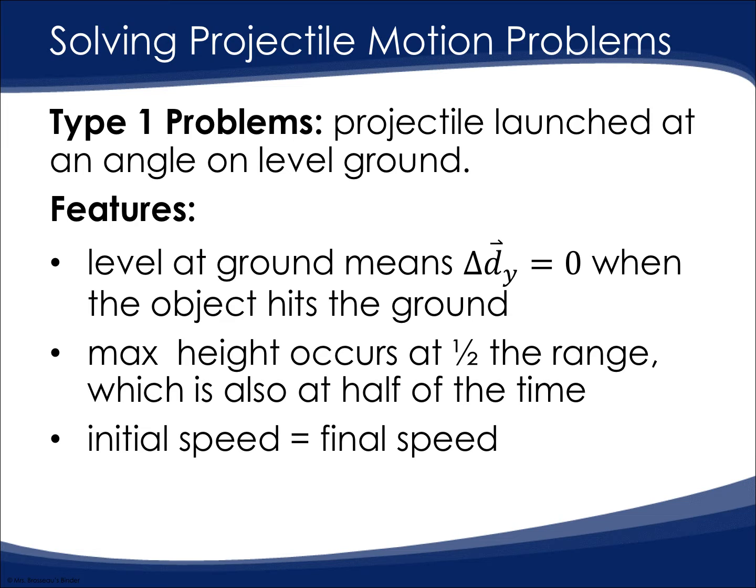Alright, so we've got 3 different types of projectile motion problems. Today we're going to learn how to solve type 1. So this is when you have a projectile that's launched at an angle and it starts on level ground. So level ground means your vertical height, that's what dy is, is 0 when it hits the ground, right? So it's starting here, it's going up, down, and coming back to the ground. Max height will occur at halfway. Your initial speed is equal to your final speed.